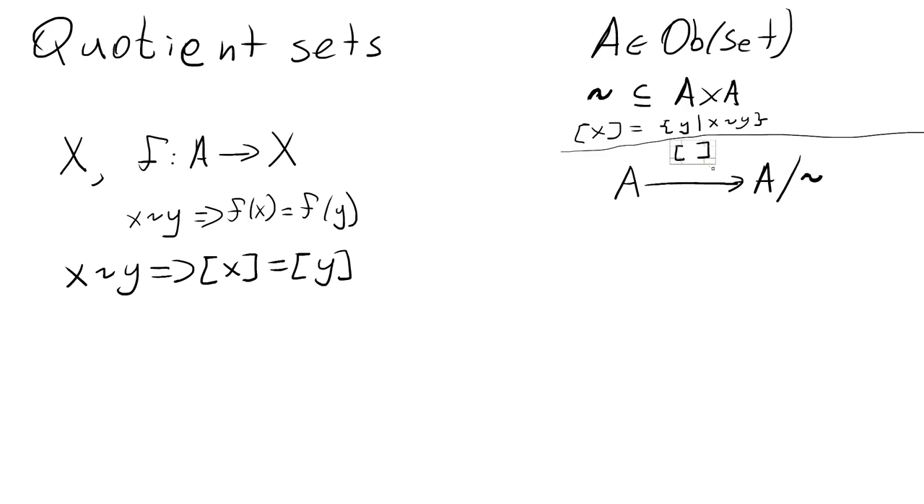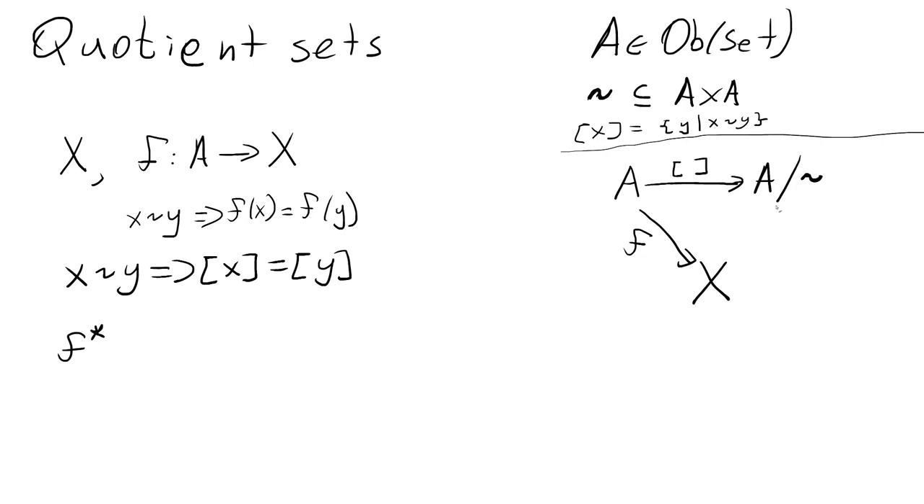Actually, let me move this a little closer. Okay. Suppose we had some other function. We had some object X, and we had some other function f. And suppose that f satisfies this equation. Then, as you've seen done in Judson, perhaps informally, we can define a function f star.